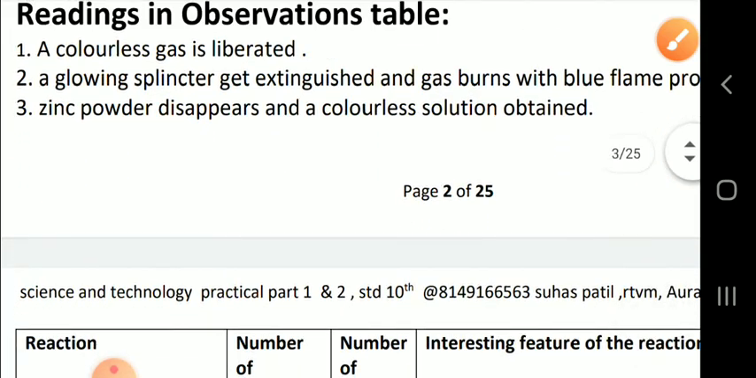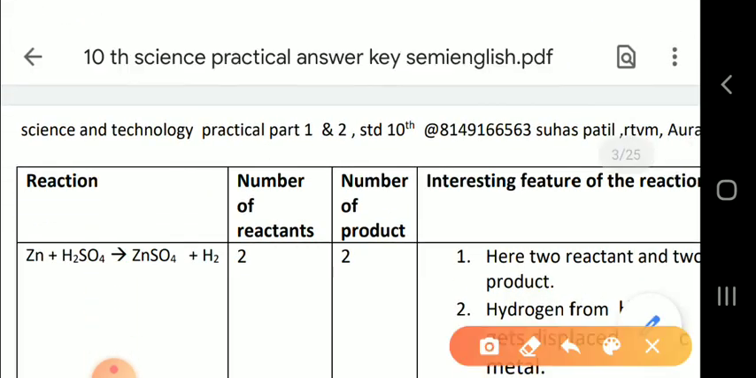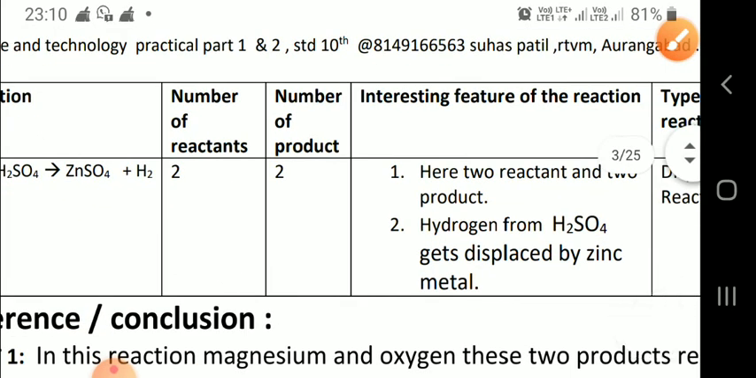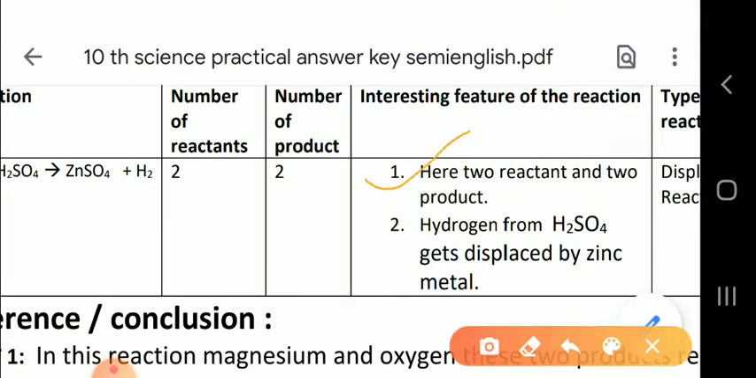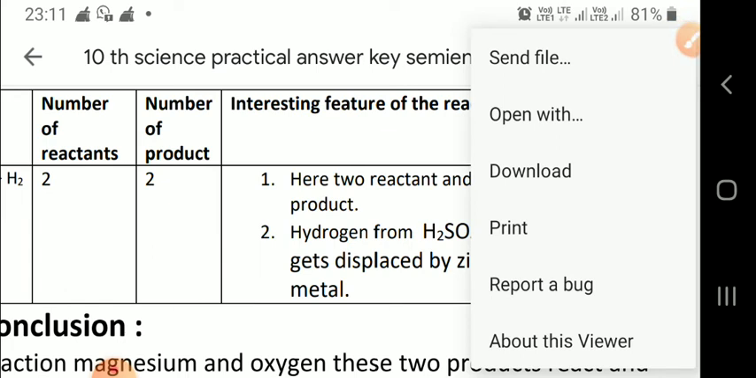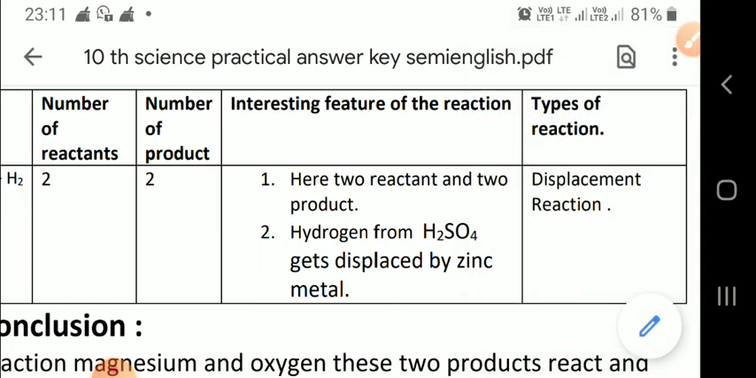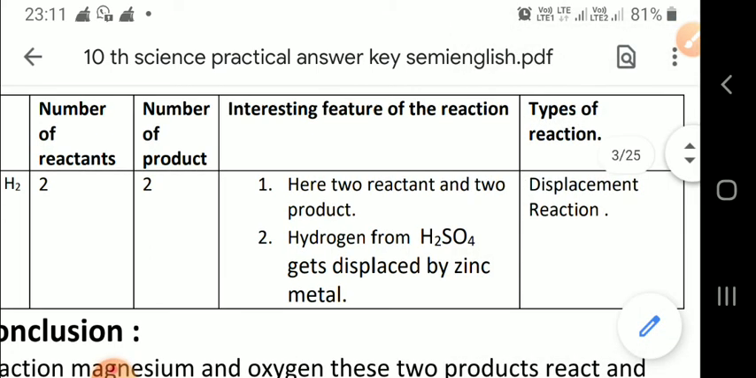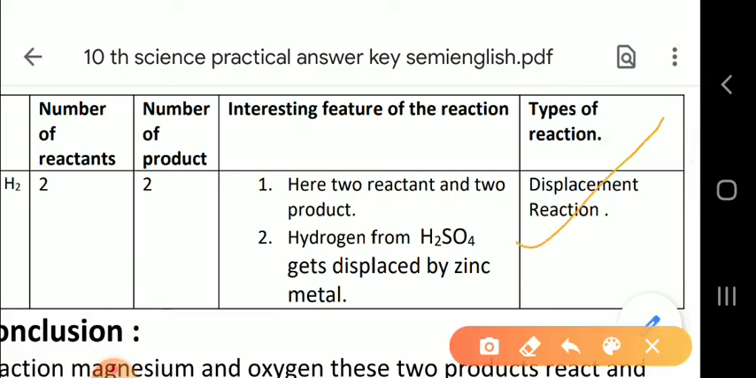Now children, this is the reaction. You can write here: the number of reactants is 2, and the number of products is also 2. Here 2 reactants and 2 products are formed. Then hydrogen from H2SO4 gets displaced by zinc metal. So which type of reaction is it? It is a displacement reaction.